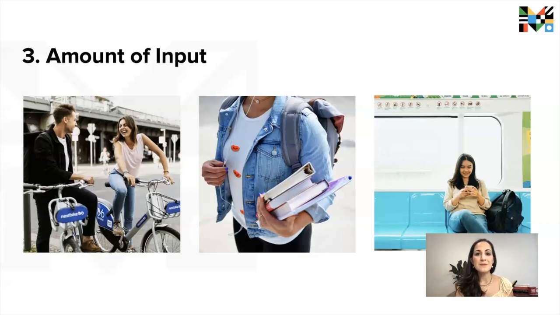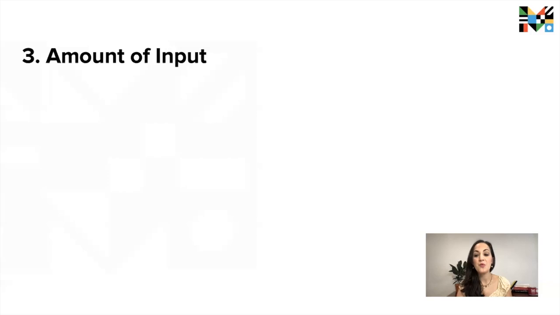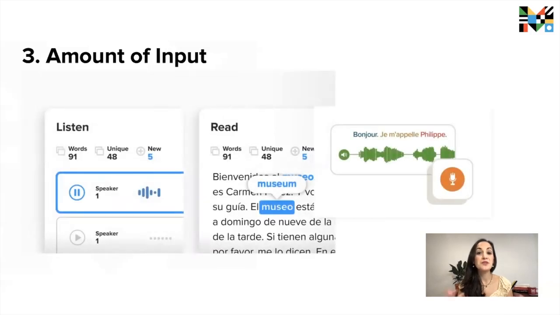It's important to keep in mind that it's not just the amount of input that's important, but also the quality and diversity of input. For example, at Mango, we have original recordings of multiple native speakers for each language, as well as different contexts and modalities like reading passages, podcast-style recordings, and dialogues. And of course, learners can reread and re-listen to the language over and over again to increase their input.